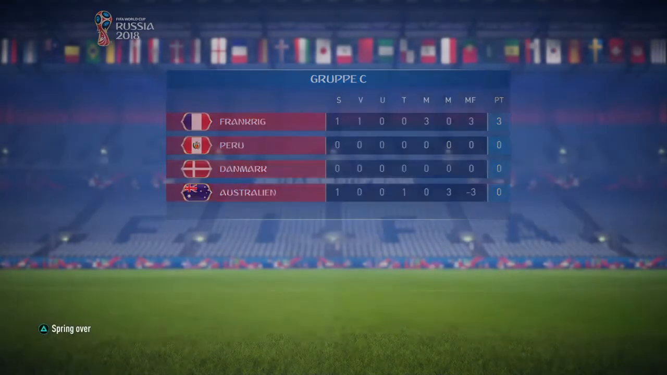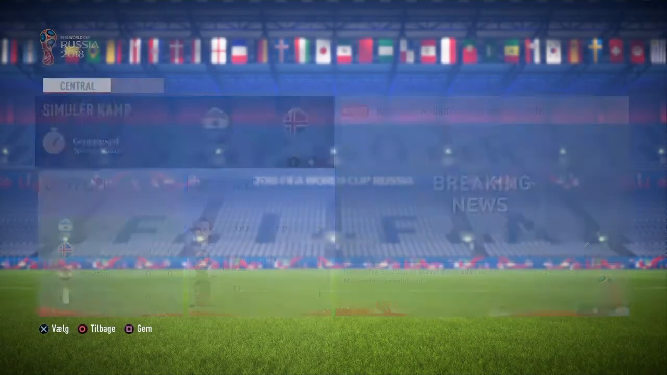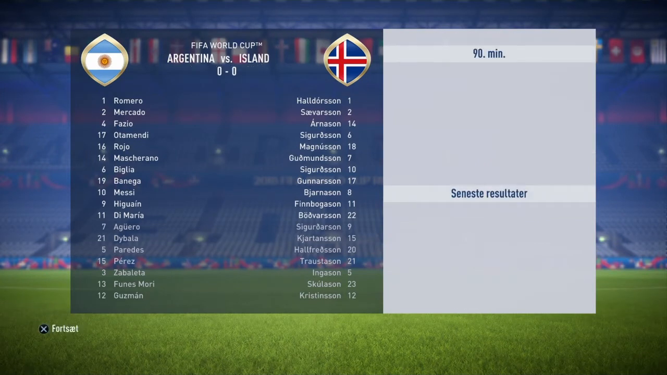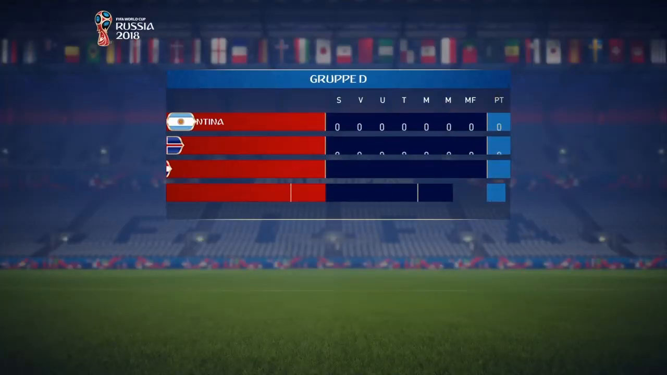And the next match is a big one for me. Oh, it's not the next one. The next one is Argentina against Iceland. So let's check that first. And it ends in a 0-0 draw. That's a pretty good pull for Iceland.